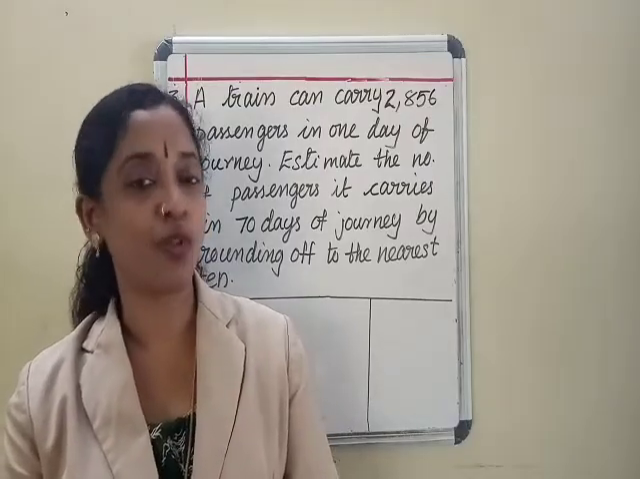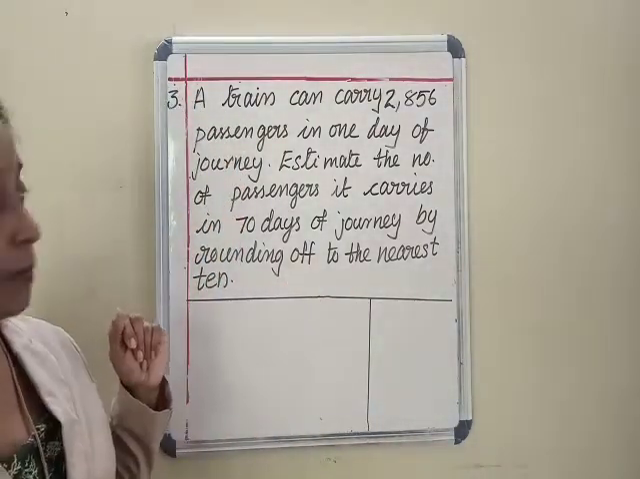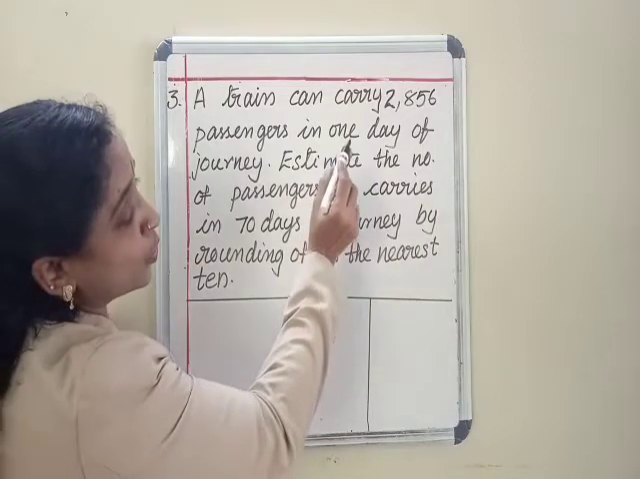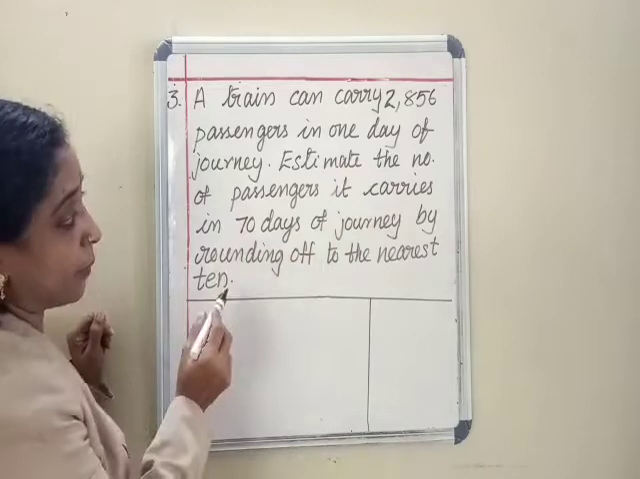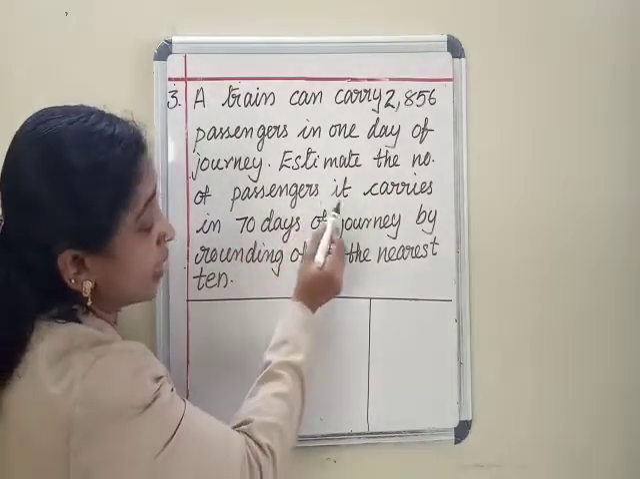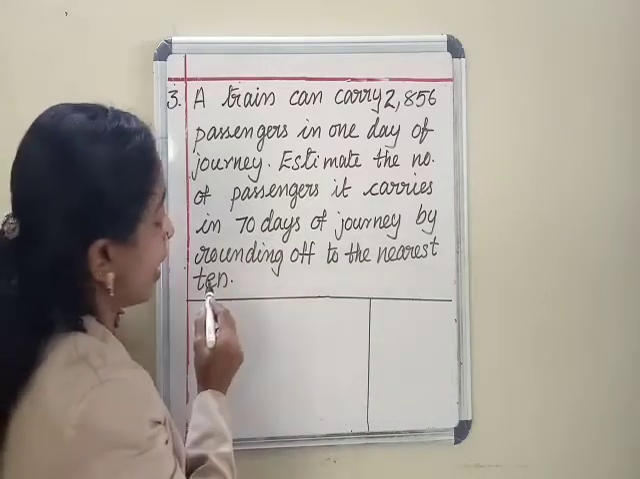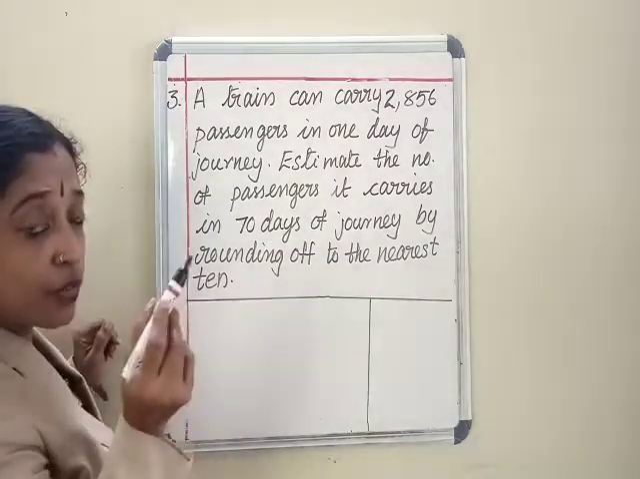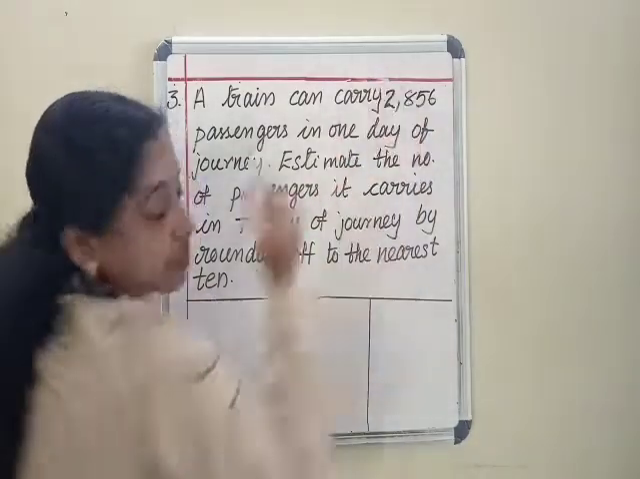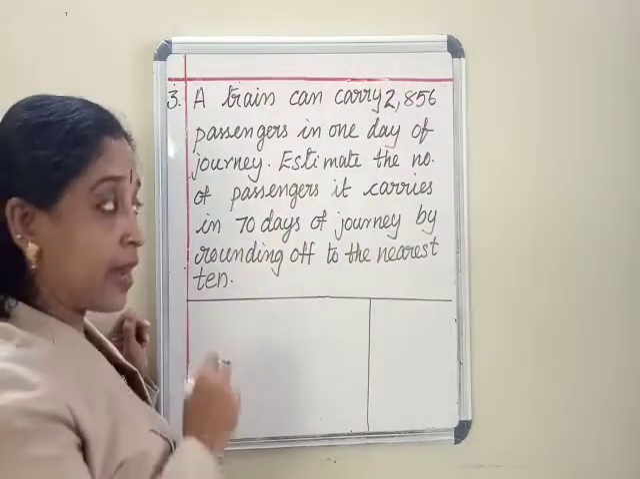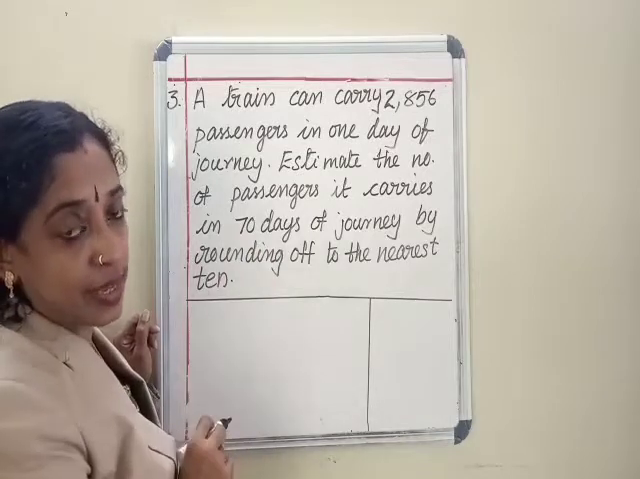Children, it's time for homework. Please copy down this question in your notebook. Question 3. A train can carry 2,856 passengers in 1 day of journey. Estimate the number of passengers it carries in 70 days of journey by rounding off to the nearest 10. Then which one do you have to round off to the nearest 10? Yes, this number of passengers, you can round it off to 10 and multiply by which one? This 70. Then you will get the answer.